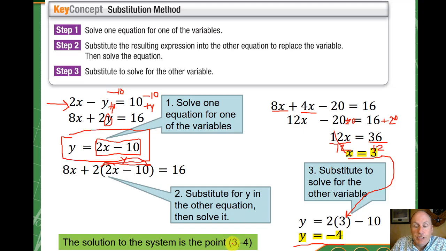Now in these screencasts, for condensing for time, I often skip a very important step of checking your solution. You should take that point (3, -4) and make sure it works in both equations in the system. In other words, plug in the 3 for x and the -4 for y, and you should get a true statement.